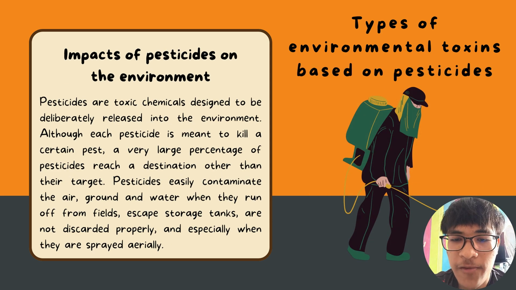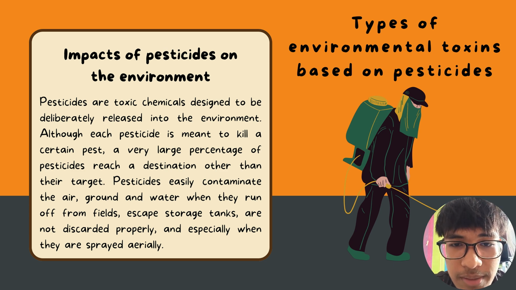Last but not least, we have pesticides. What is the impact of pesticides on the environment? Pesticides are toxic chemicals designed to be deliberately released into the environment. Although each pesticide is meant to kill a certain pest, a very large percentage of pesticides reach a destination other than their target. Pesticides easily contaminate the air, ground, and water when they run off from the fields, escape from storage tanks, when they are not discharged properly, and especially when they are sprayed early.